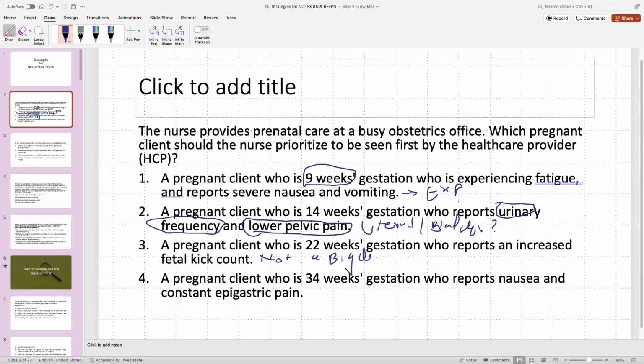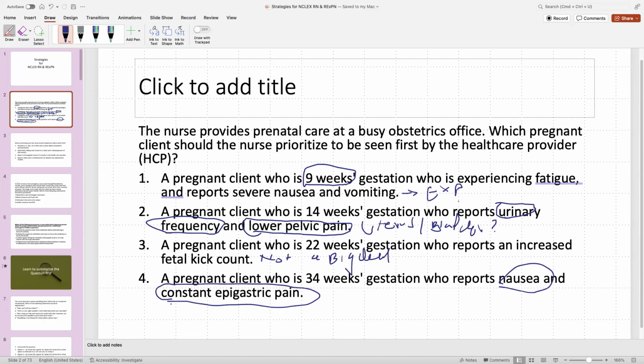Not a big deal. Write it down. Then go to the next one. Pregnant client who is 34 weeks gestation who reports nausea and constant epigastric pain. So now, 34-week gestation. There is one more month for delivery, like the expected date of delivery. Now, 34 weeks. Patient is complaining of nausea and constant epigastric pain.